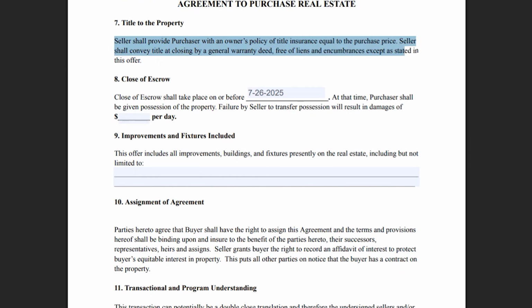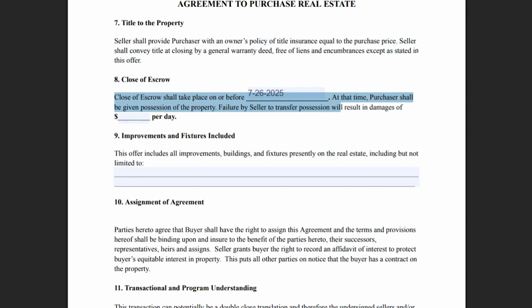Seller should convey title at closing by a general warranty deed free of liens and encumbrances, except as stated in the offer. So unless there's anything else that you decide to do, that would be the case, right? Close of escrow. Close of escrow shall take place on or before July 26, 2025. At this time, purchaser shall be given possession of the property. Failure for the seller to transfer possession will result in damages of X.